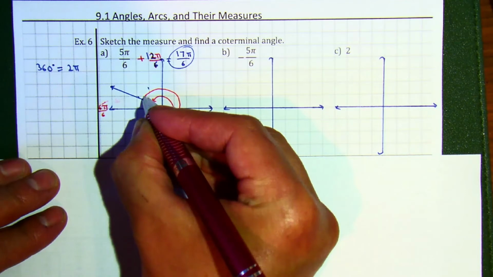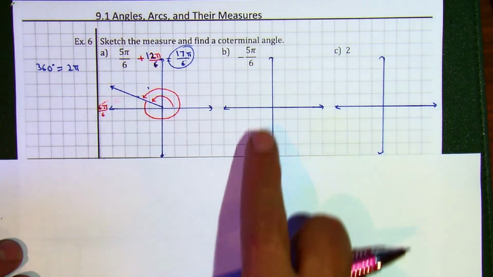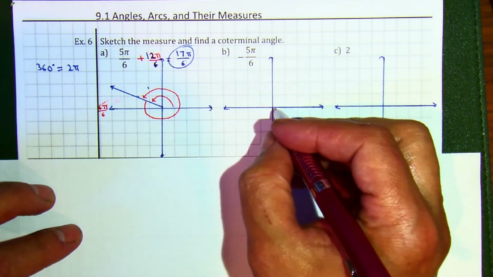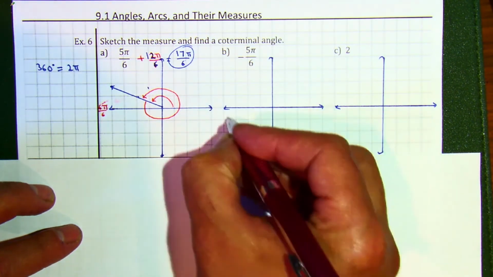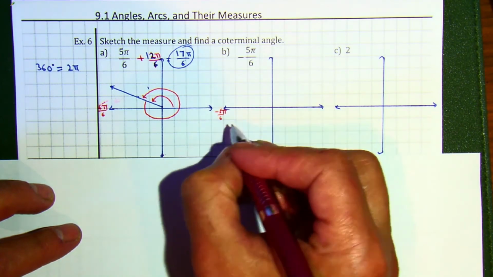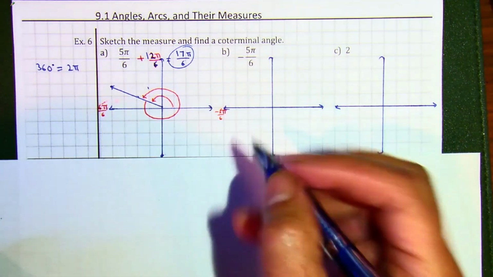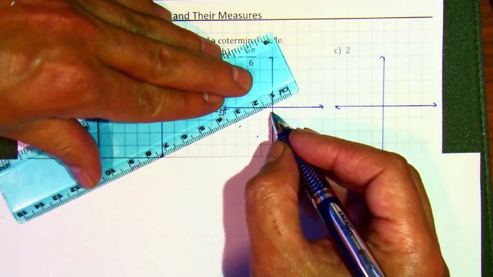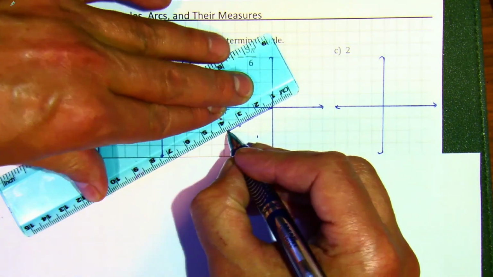Example B. Negative 5 pi over 6. That means that I need to go backwards. And if I go backwards, I know that this is negative pi. And this is negative 6 over 6. I need negative 5 pi over 6. So therefore, it will be 30 degrees less. So therefore, it will be located along here.